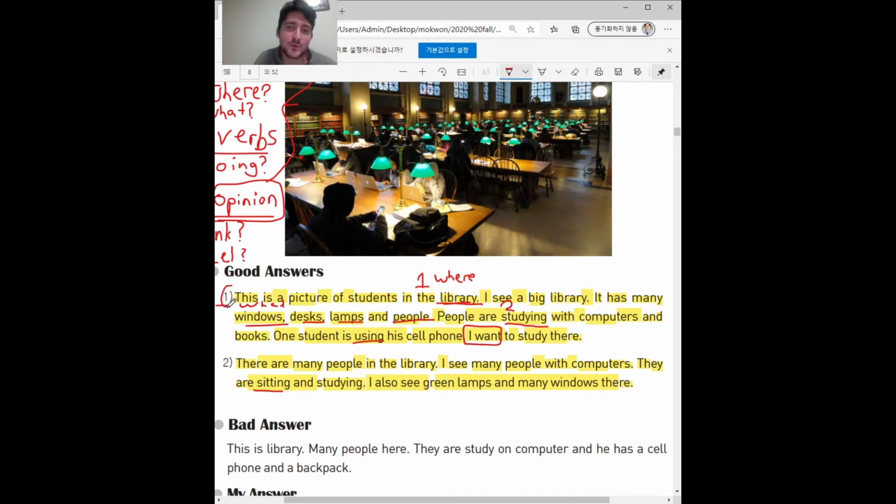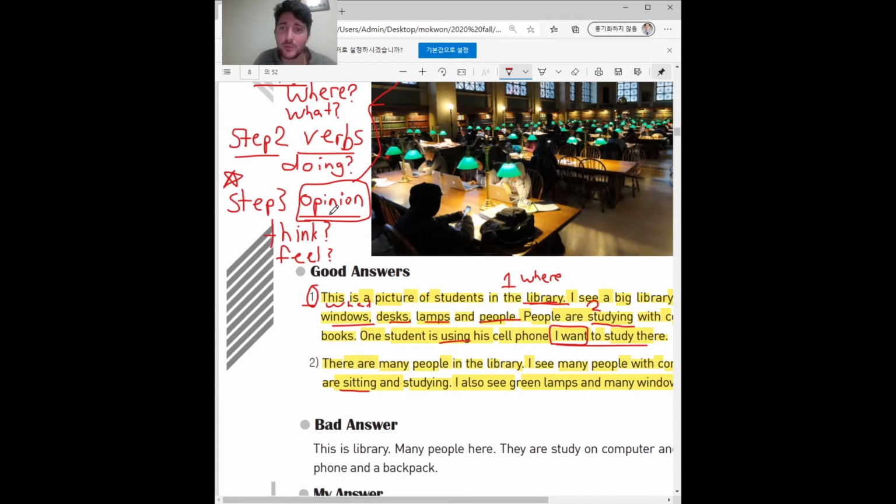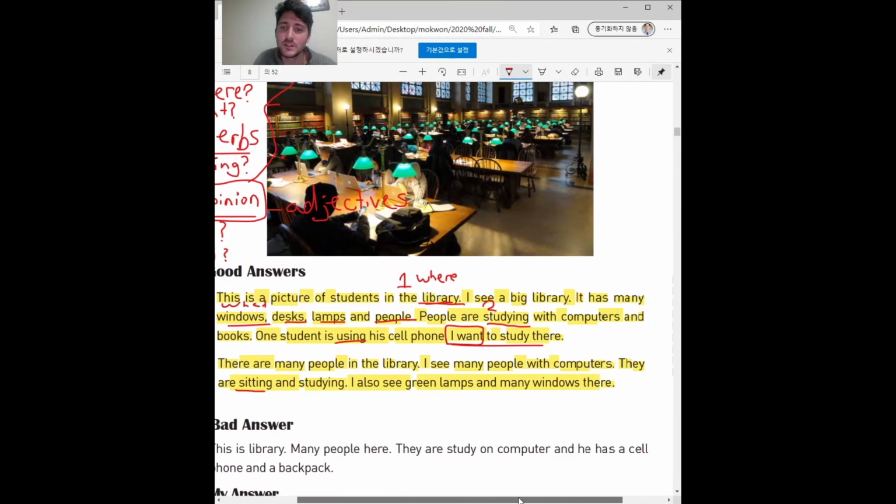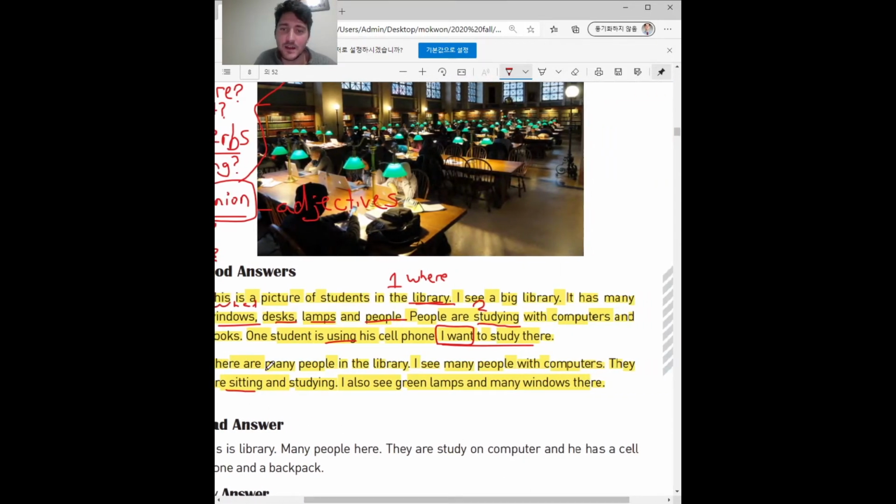I think number 1 is probably the best answer, again, because it has this 의견. But notice another way to have your opinion is using these words, adjectives. 형용사 쓰면 좋은 아이디어예요. 무슨 형용사 썼어요? Okay, this person said, right?